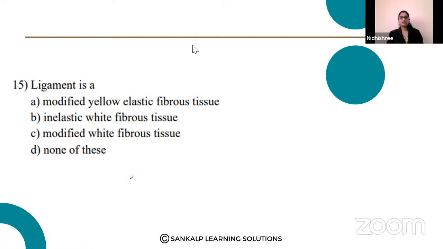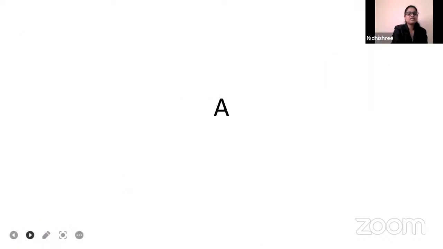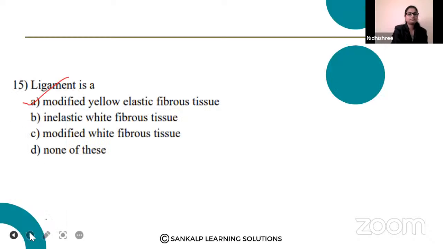Okay. Rakshita option A, Amruta option A, Kanchana Raj option A, Saima option A, Saundarya option D, Saumya option A, Kumar maybe A, Parvati option A, Ramya option A. Okay, fine. Let us check the answer. The right answer is option A, that is modified yellow elastic fibrous tissue.